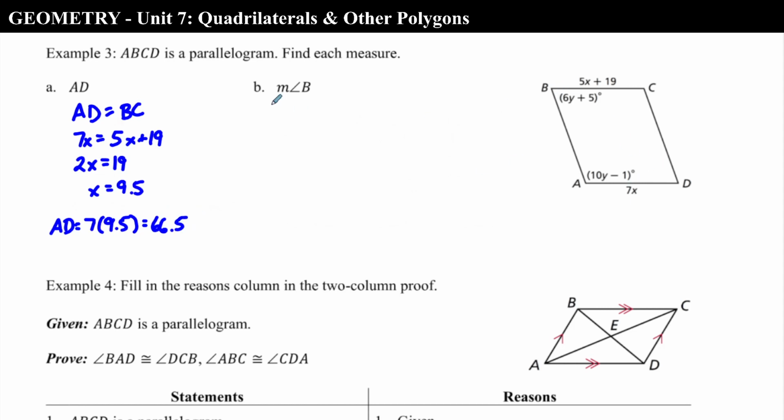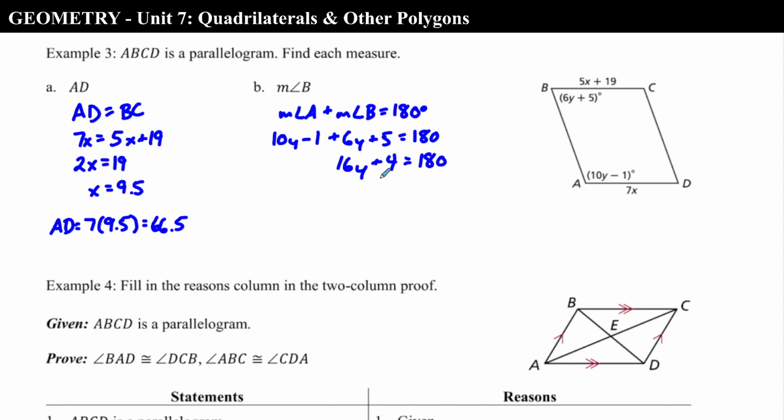For the measure of angle B, well, we know that the measure of angle A plus the measure of angle B is going to be 180 degrees. So A is 10y minus 1. B is 6y plus 5. And we know that's got to equal 180. So that gives us 16y plus 4 equals 180. 16y, subtract 4 from each side, that gives us 176. And then divide by 16, we get y is 11.